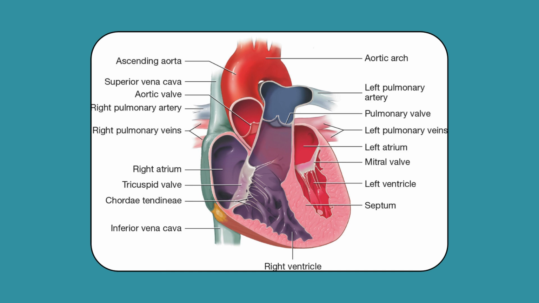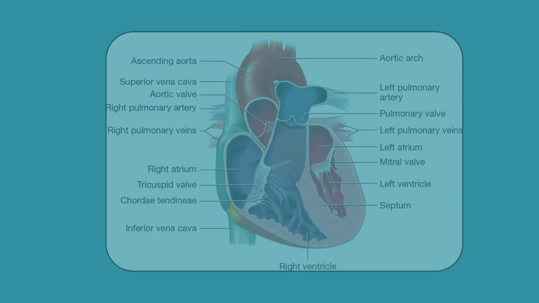Blood flow through the heart is controlled by 4 valves: the tricuspid valve, the pulmonary valve, the mitral valve, and the aortic valve. Chordae tendineae anchor the valve cusps and prevent backflow. The classic lub-dub heart sounds come from these valves closing during the cardiac cycle.